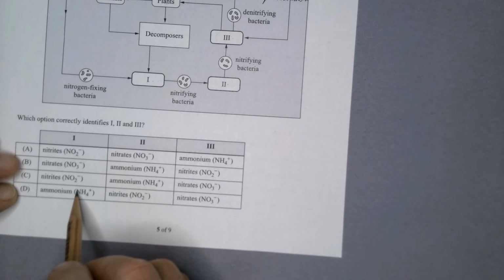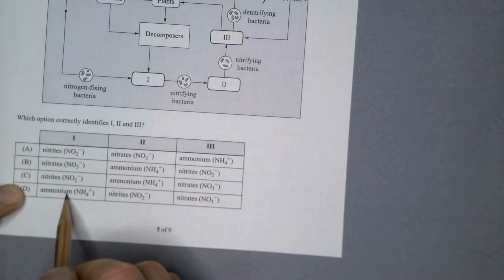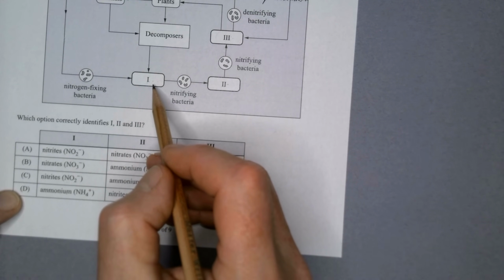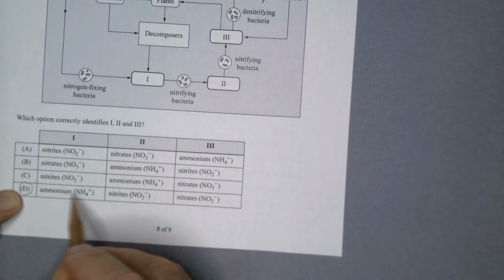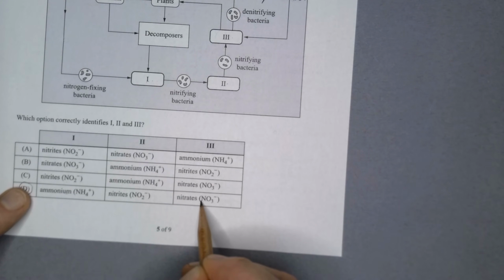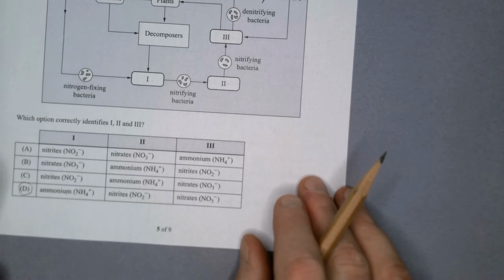We're going to start with ammonium, right? Well, there we are, ammonium. All three of those are wrong then, because one is ammonium. So that's nice and easy. It's going to be D, right? Ammonium, nitrites, nitrates. Good. So question 12 is D.